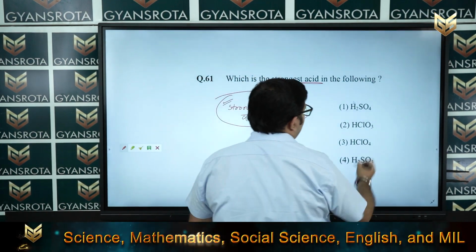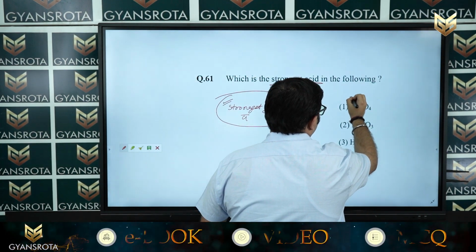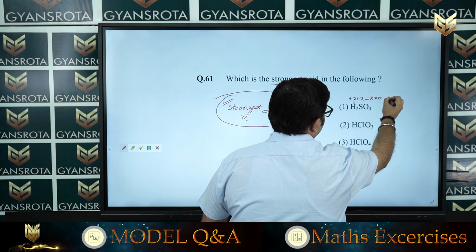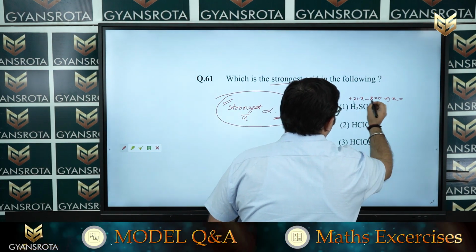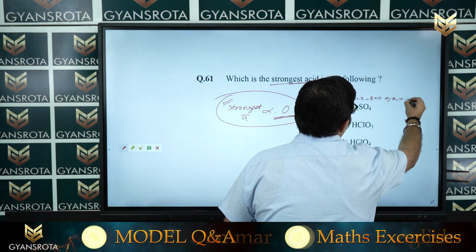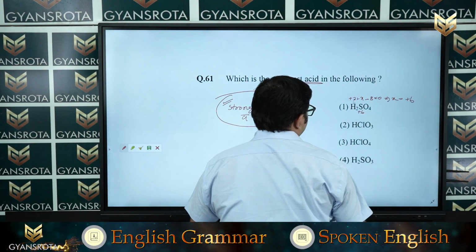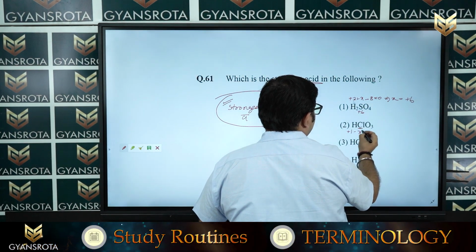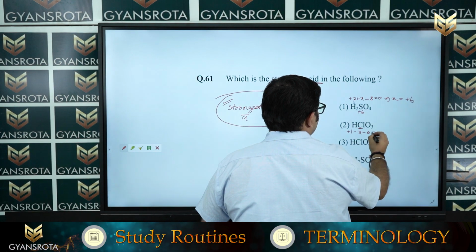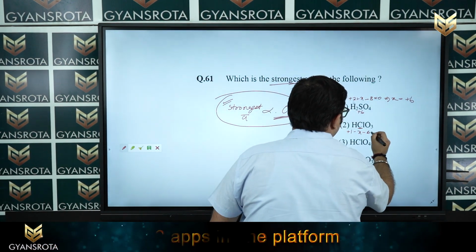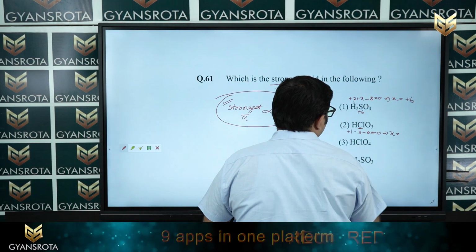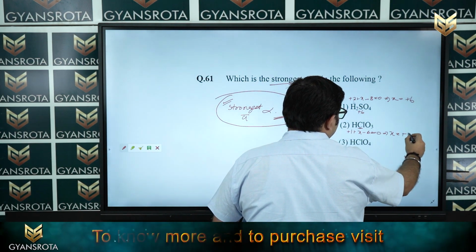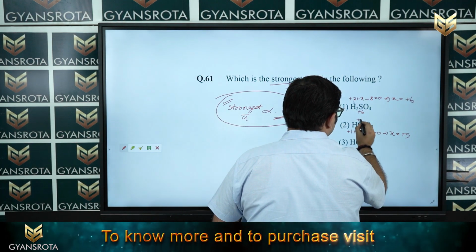Now, if you find the oxidation state of sulfur, it will be plus 2 plus x minus 4 into 2, that is minus 8, equal to 0. So, x is equal to 8 minus 2, that is plus 6. So, here sulfur has the plus 6 oxidation state. Now, for this chlorine, again 1 plus x, 3 into minus 2, this will be minus 6, equal to 0. So, x ends up with plus 5. So, here this chlorine value will be plus 5.